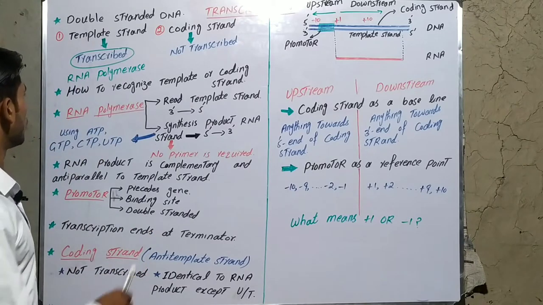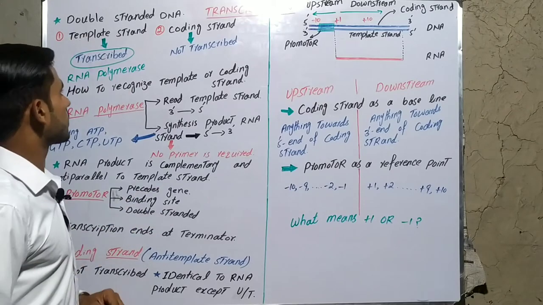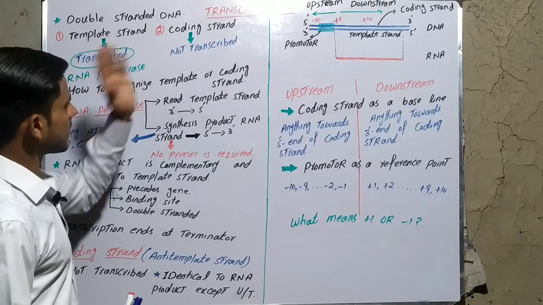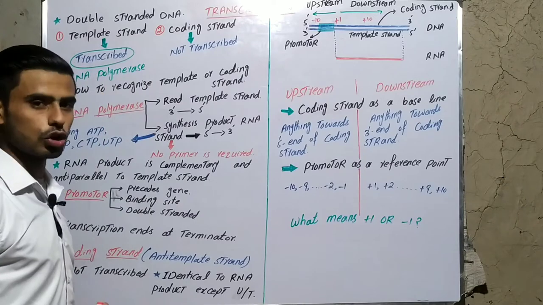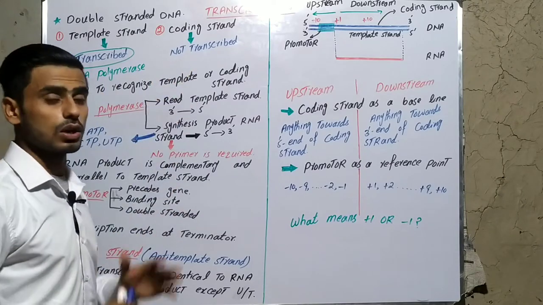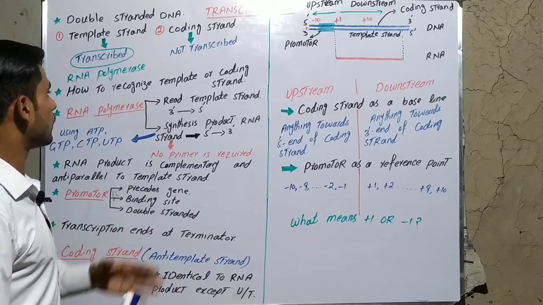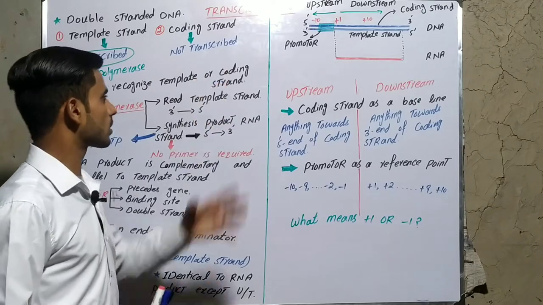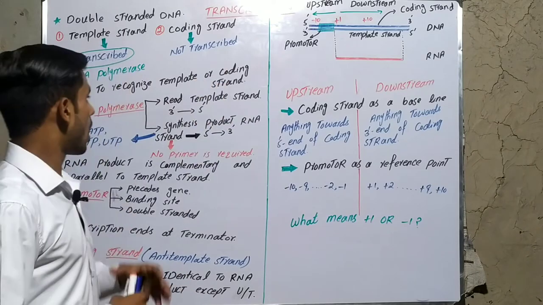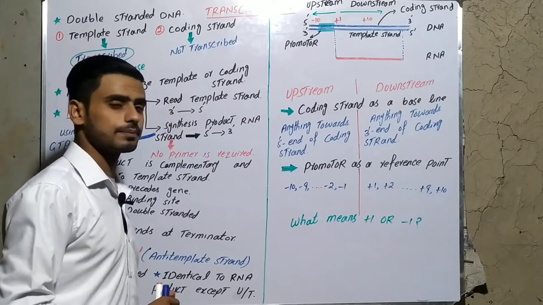Now here arises a question. DNA is a double stranded molecule, one is a template strand, the second is the coding strand. The template strand is transcribed with the help of RNA polymerase, but the coding strand is not. But how can we recognize which strand is the template strand and which is the coding strand?